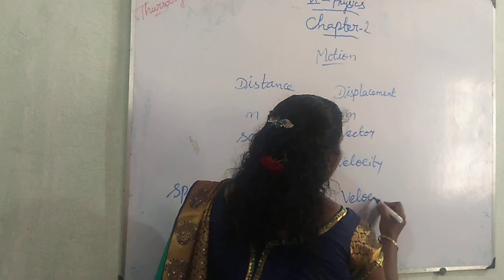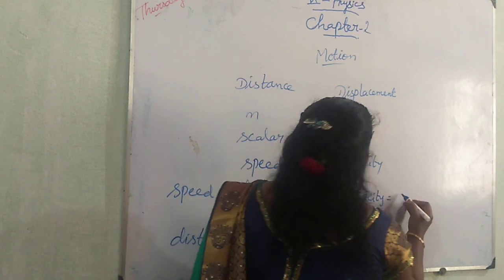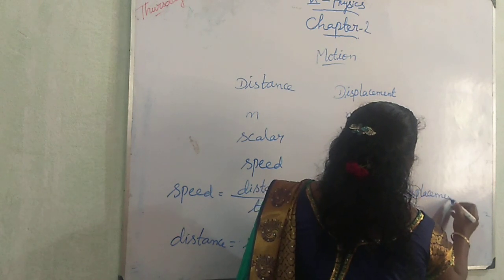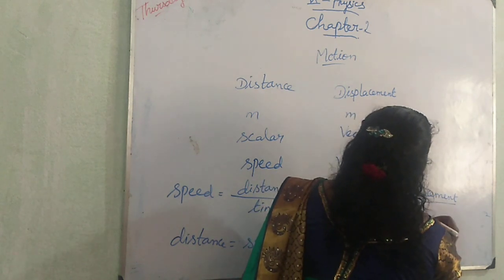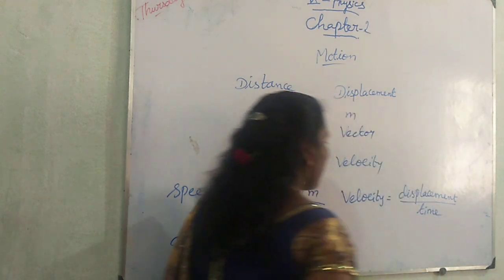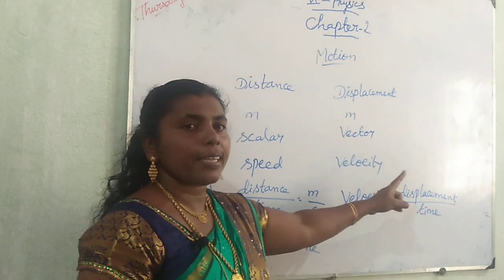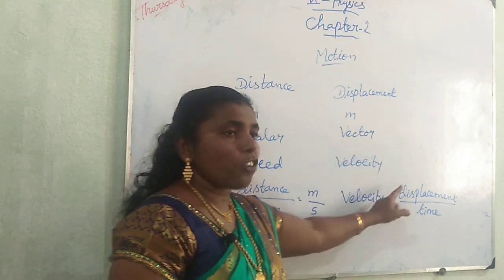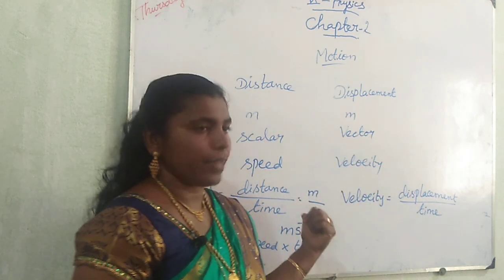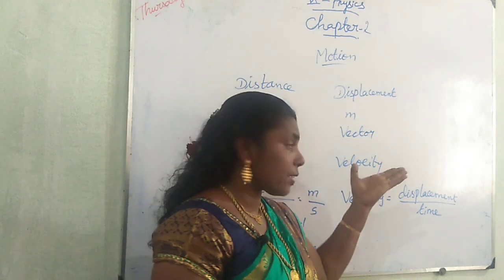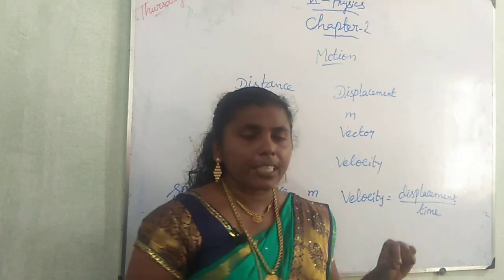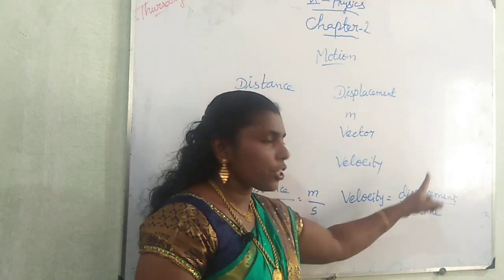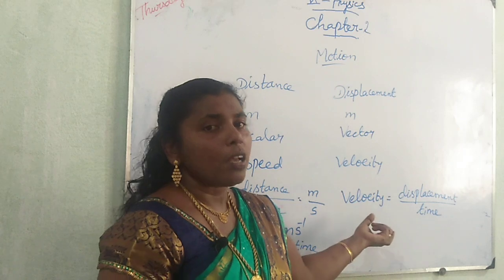Velocity equal to displacement divided by time. So what's the formula for velocity? Displacement divided by time. The definition for velocity: rate of change of displacement is called velocity.